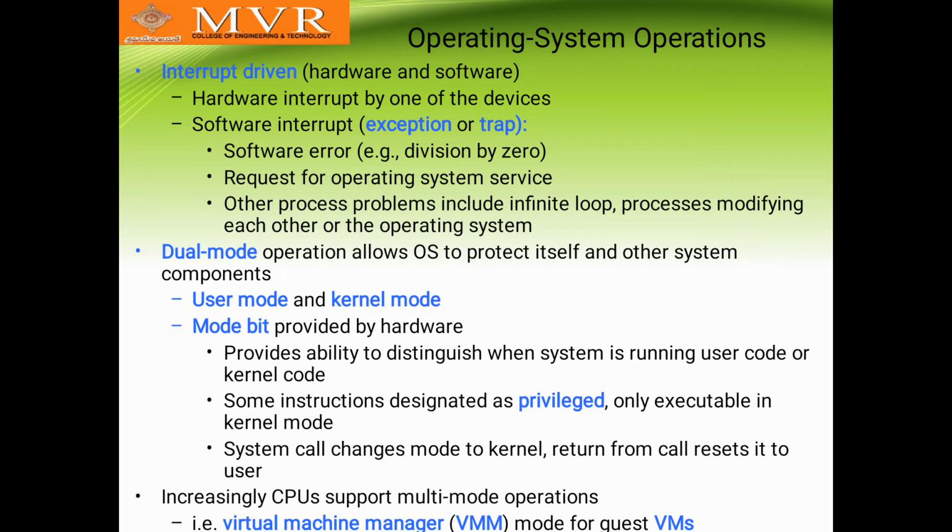The process problems included infinite loops, processes modifying each other or the operating system, and dual mode. Dual mode allows the operating system to protect itself and other system components. Dual mode uses two modes: user mode and kernel mode. A mode bit provided by the hardware provides the ability to distinguish when the system is running user code or kernel code. Some instructions are designated as privileged and are only executable in kernel mode. A system call changes the mode to kernel, and return from the call resets it to user.